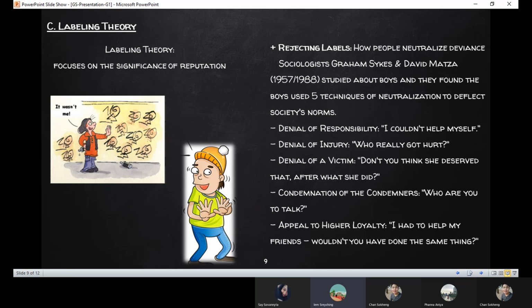And the last but not least technique is called appealing to higher loyalties. The boys used this technique to conceal their fault too. When their friend gets into a fight, so do the boys. They still insist that they are not wrong because they need to be loyal to their friends by giving a hand in the fight. So it is called appealing to higher loyalties.